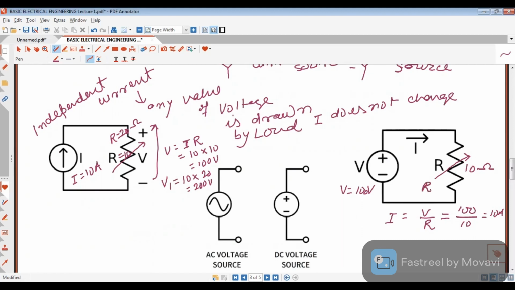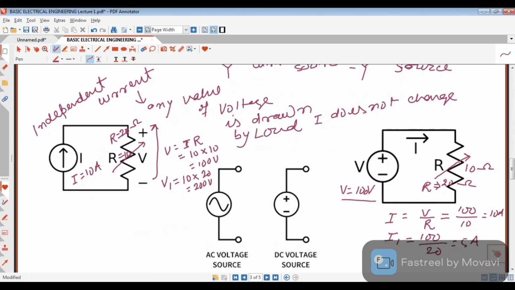But when resistance is changed, suppose now resistance is changed to 20 ohm. So what will be the value of new current? The voltage is still 100 volt, so 100 divided by 20. So current is 5 ampere.